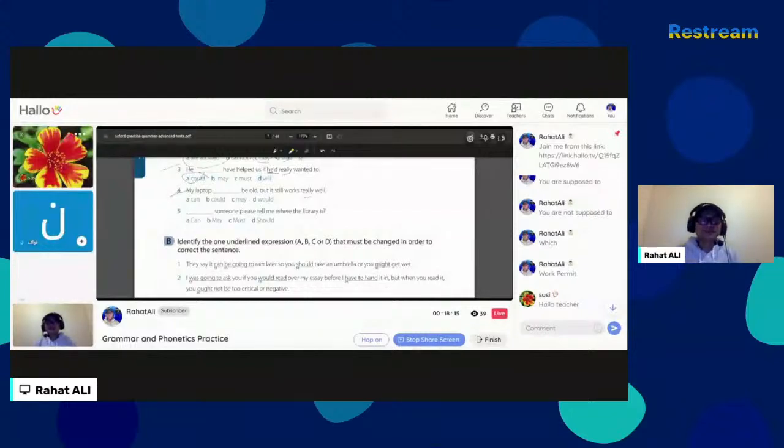Well. When the sound of L comes in "well", you need to stress the sound. You have to make the sound longer. Well. Very good. "My laptop may be old, but it still works really well." That is the correct answer.